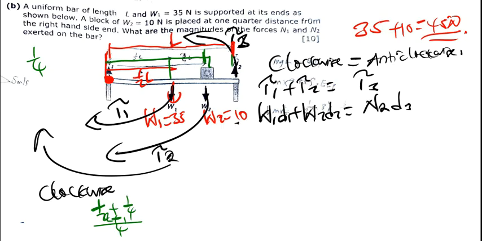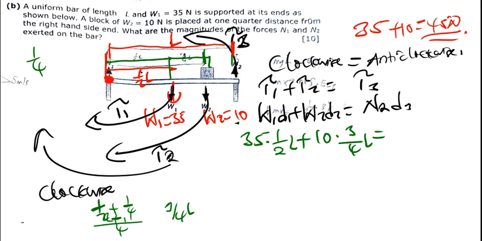Okay? So here I'm going to have W1, I have it already. It's going to be what? So here I'll have 3 over 4L. W1 is 35. D1 now, in this case, from this point is going to be half L, like that. Plus, then I have this one now: 10 times 3 divided by 4, then L, like that. Okay? This should be equal to N2. D3 is the distance from this point here all the way to that point, which is L.